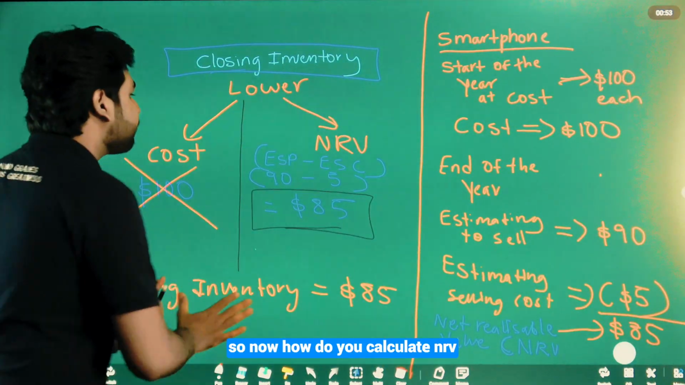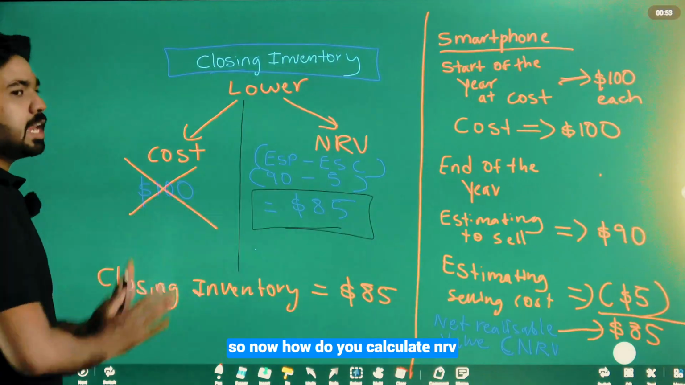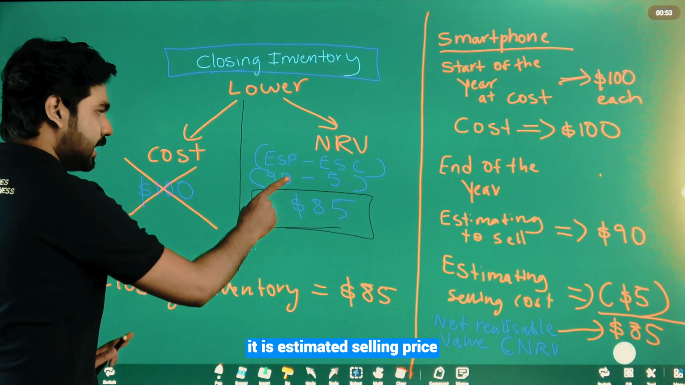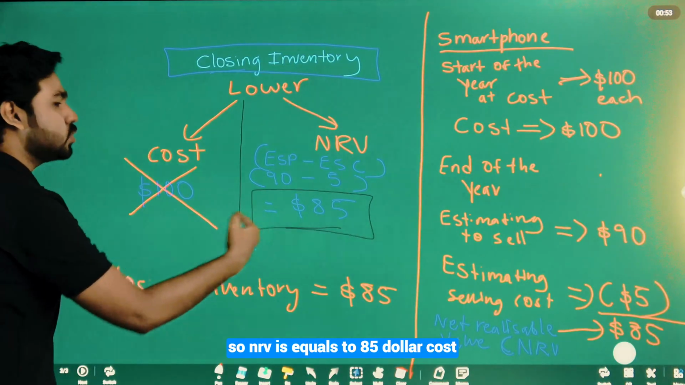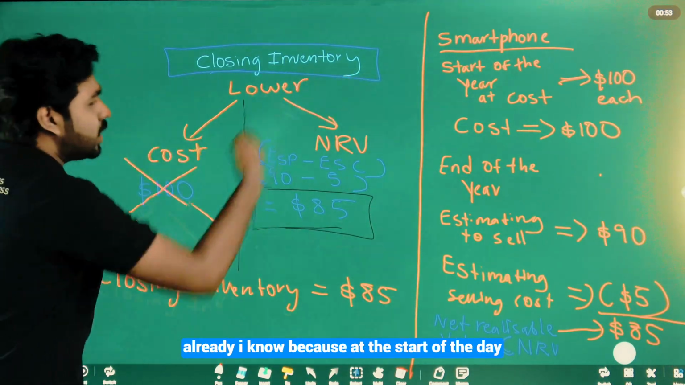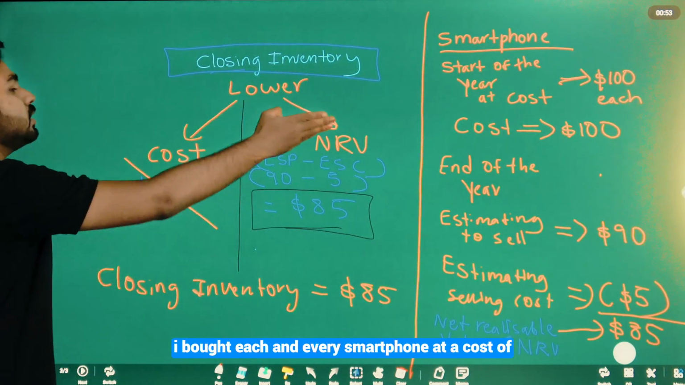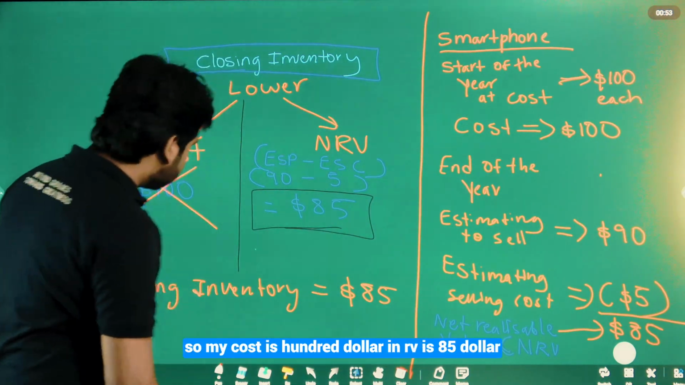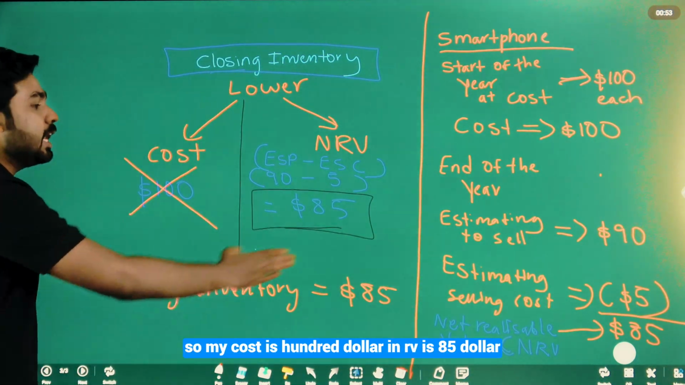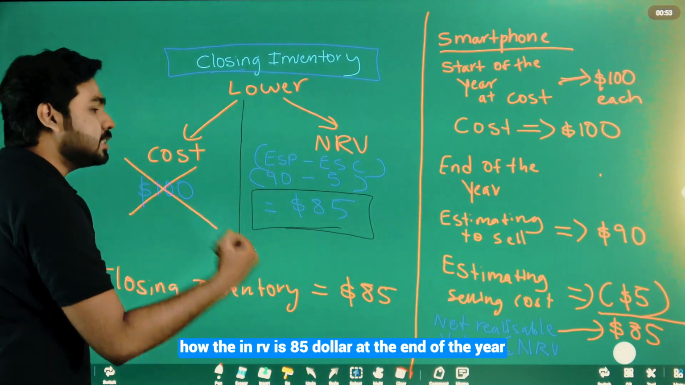So now, how do you calculate NRV? It is estimated selling price minus the estimated selling cost. So NRV is equal to $85. Cost I already know, because at the start of the year I bought each and every smartphone at a cost of $100. So my cost is $100. NRV is $85. How is the NRV $85?